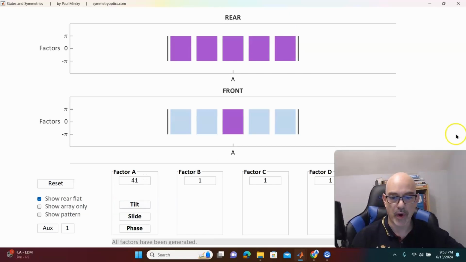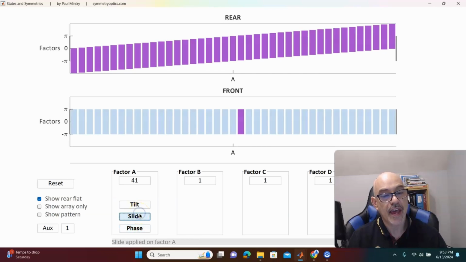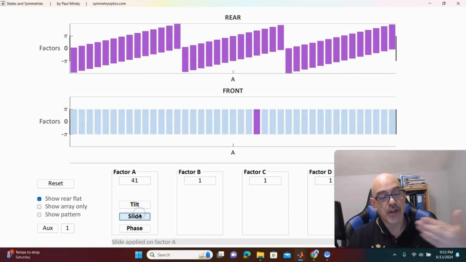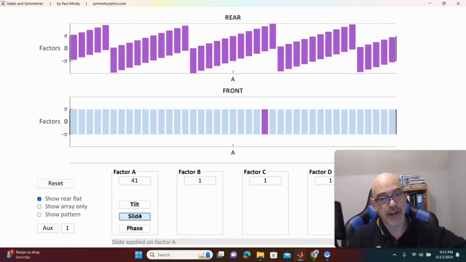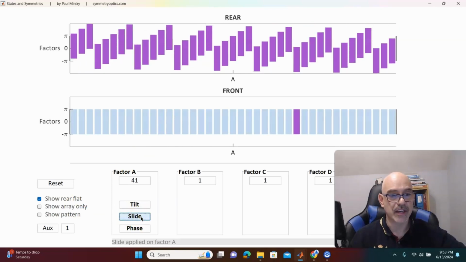Let's do 41 instead of 5. Now there are 41 possible position states and 41 possible momentum states. I'm not going to apply the phase matrix because I'd have to apply it 41 times to get back to where I was. Let's do the position slide. If I do the position slide matrix, you can see that first of all, you're an equally weighted sum of every possible momentum state. There's going to be a 1 over the square root of 41 chance to be in each one of the momentum states. And if you do the position slide, you can see that the phase relationship is changing.